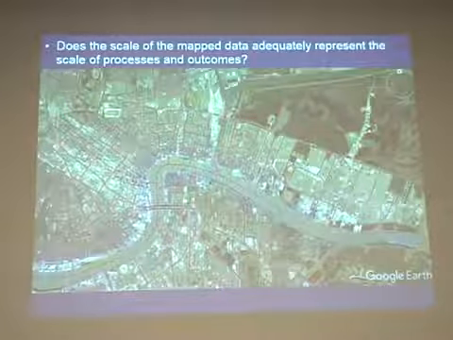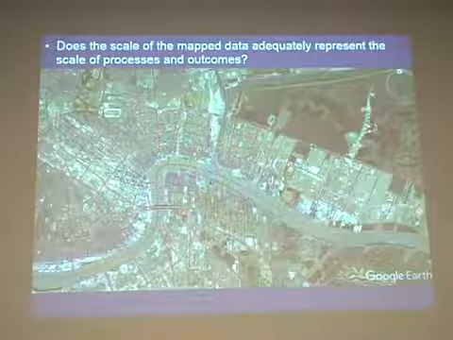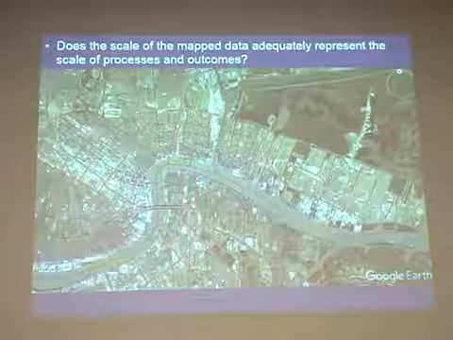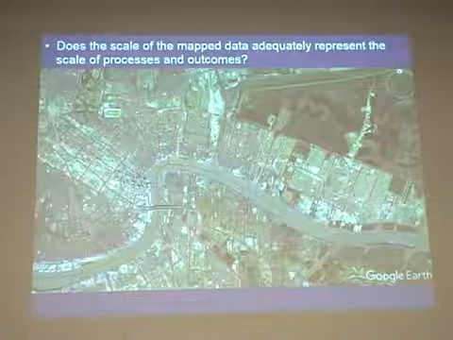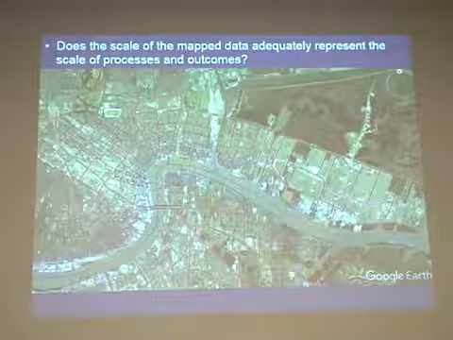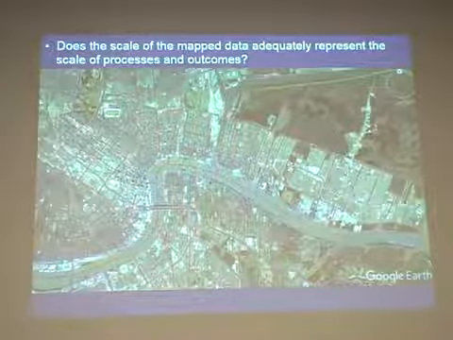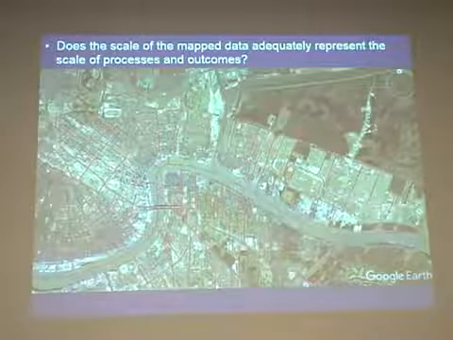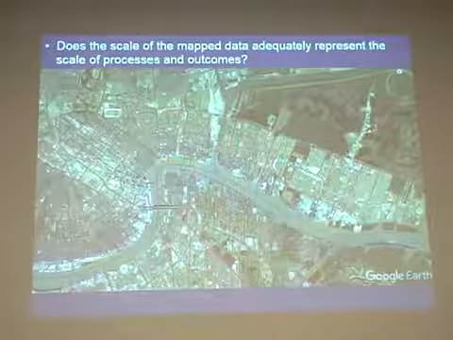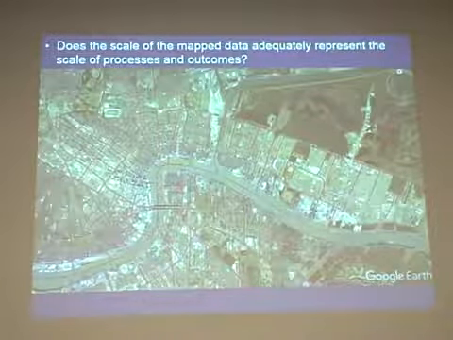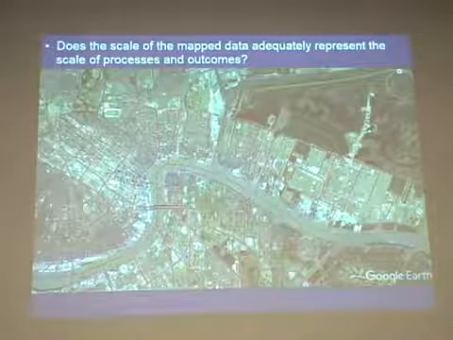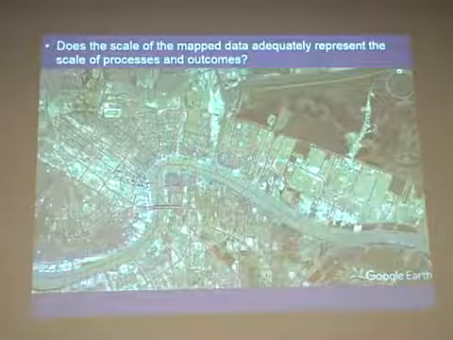The other part of this is, does the scale adequately represent the scale of processes and outcomes? So much of the data that we use in mapping for health is based on a residential location. How long have people been at their residential location? So what's the stability or mobility of the population? That's going to matter in terms of their exposures, right? But then also, think about your data. Are any of you at home right now? No, you're not. But all of your data is tied to your home. How often are you at home?